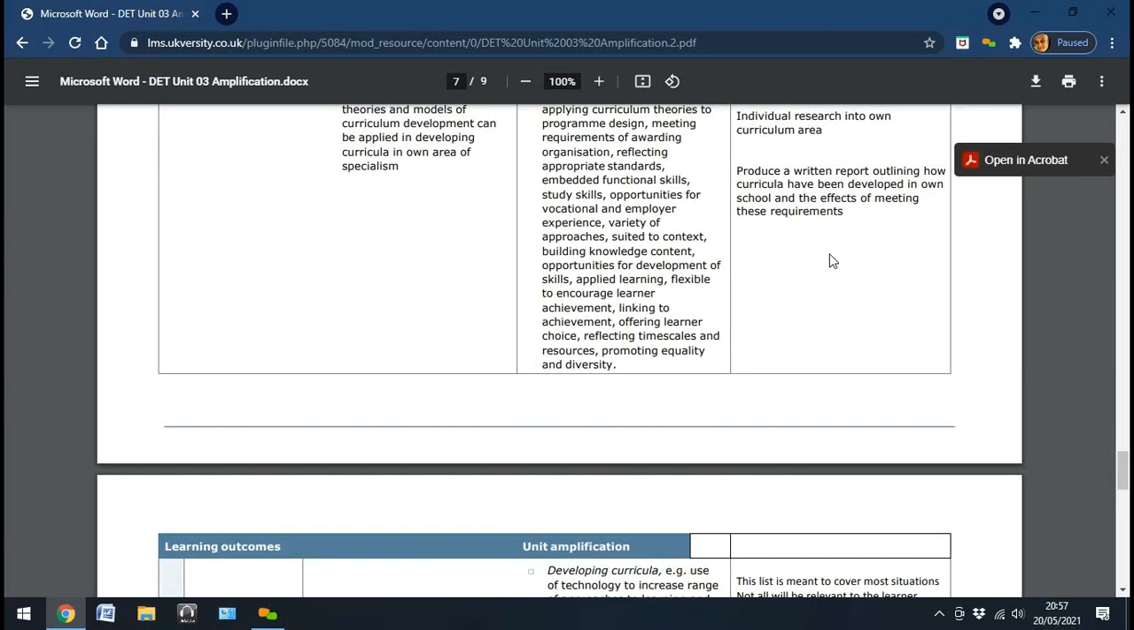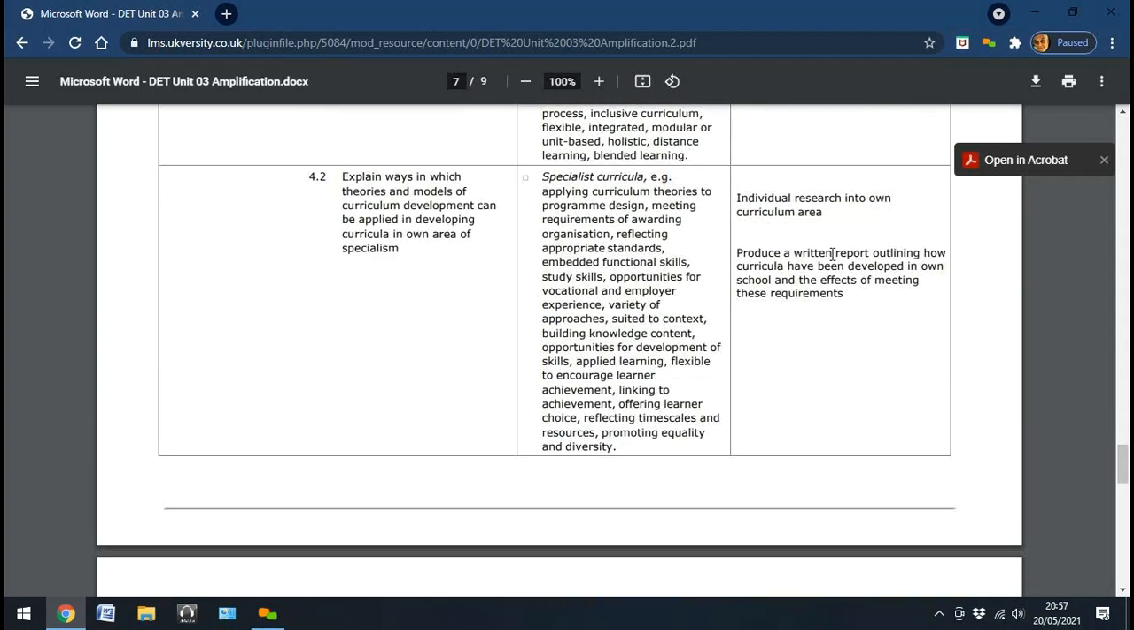And then explain, of course, ways in which this can be applied to developing the curricula in your own area of specialism. Some of you will have a head of unit, or a line manager they can ask for information on this, and it will show how curricula are developed in your own area of specialism.